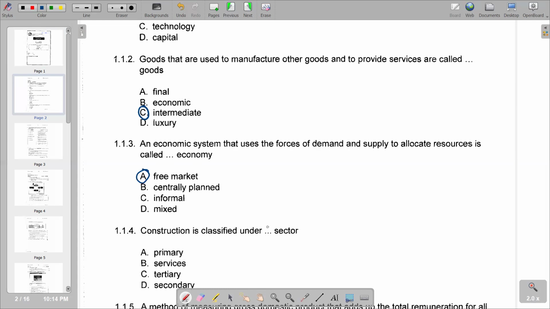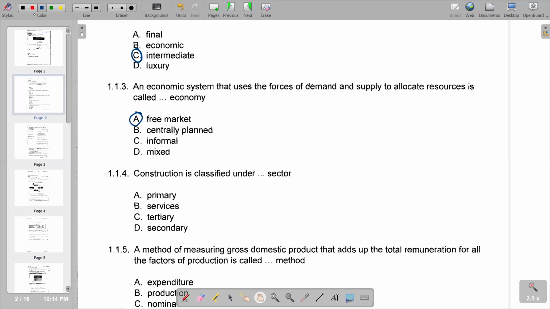Then we move on to 1.1.4, construction services, tertiary and secondary. But we know that construction is part of the secondary sector. Remember, the secondary sector is mainly described by the role of manufacturing and also comprises construction. So basically, we have D as the correct response.